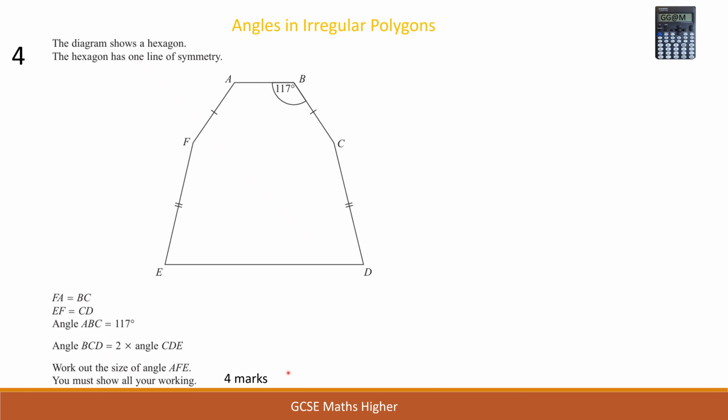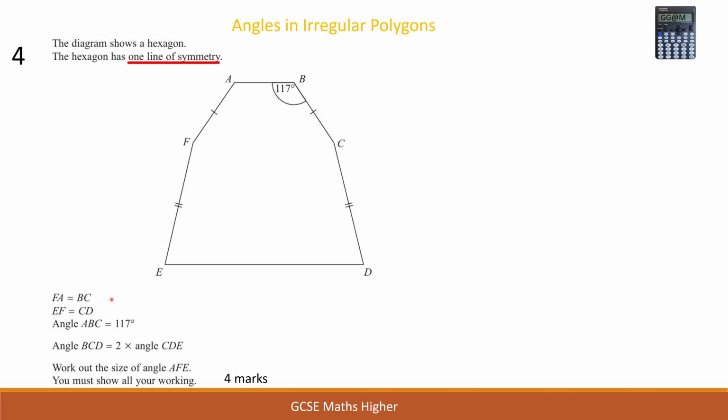Fantastic work. So hopefully you've managed to have a go at working out the answer. Keywords in the question are that you had one line of symmetry, so you should be able to clearly see down the middle here is your line of symmetry, which means if this is 117 here, this angle on this side is also 117. So the angles opposite each other will be the same.